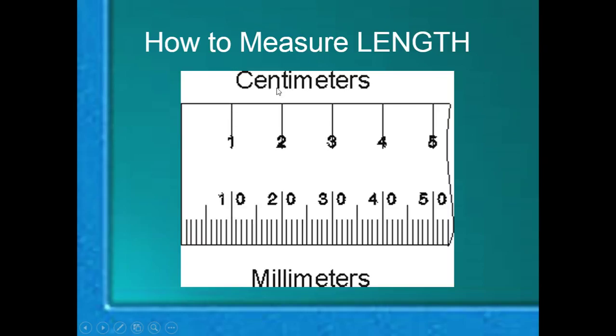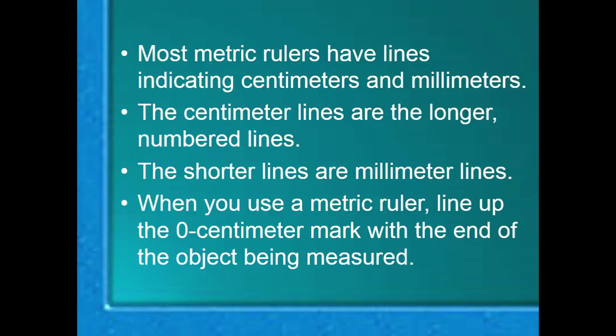A lot of students get confused between these two. What we see is our large numbers are centimeters and our smaller units right here are millimeters. So there are 10 millimeters in 1 centimeter. This would be 1 millimeter and this would be 10 millimeters, or 1 centimeter. We'll get practice using this again when we do our measurement lab. Make sure we understand that the larger number is our centimeter, the shorter line is our millimeter line, and we always line up the ruler to the beginning of our object where we start with 0.